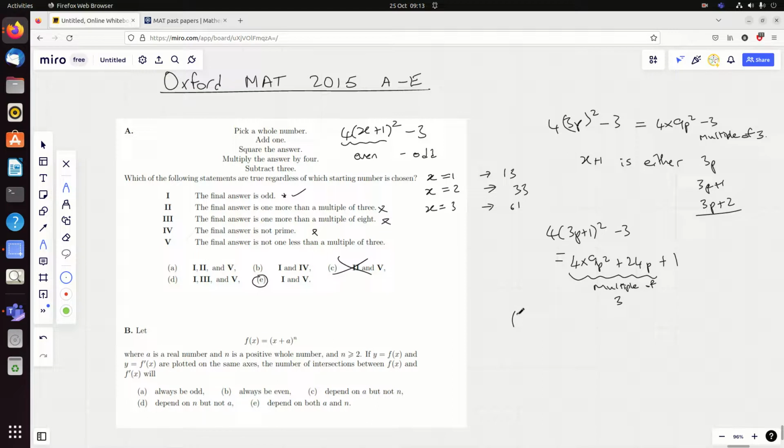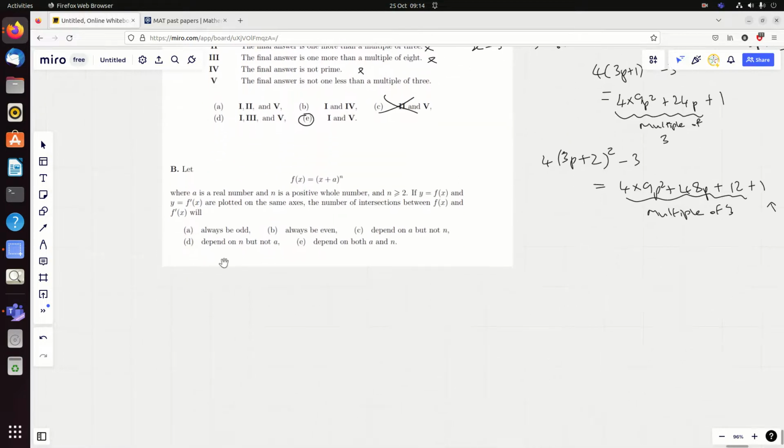Or let's try the very last situation, 4 times (3p plus 2) squared, minus 3. Like I say, I would never do this in exam conditions because you haven't got time, but I just wanted to prove it to you. So you're going to get 4 times 9p squared plus 4 times 12p, which is 48p. And then plus 4 times 4, which is 16, but minus 3, 13. But 13 is, of course, 12 plus 1. So that's one more than a multiple of 3. So just proving to you there that it's not one less than a multiple of 3. It's either a multiple of 3 or one more than a multiple of 3. You could probably do that with modular arithmetic as well, because it feels very modular arithmetic-y to me.